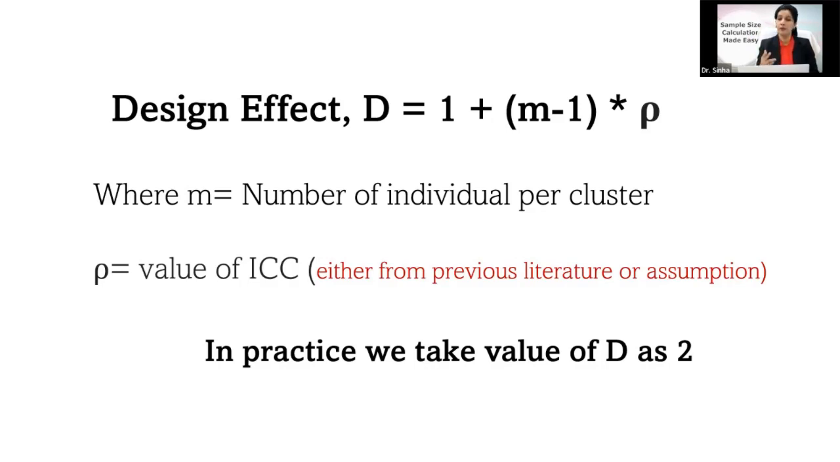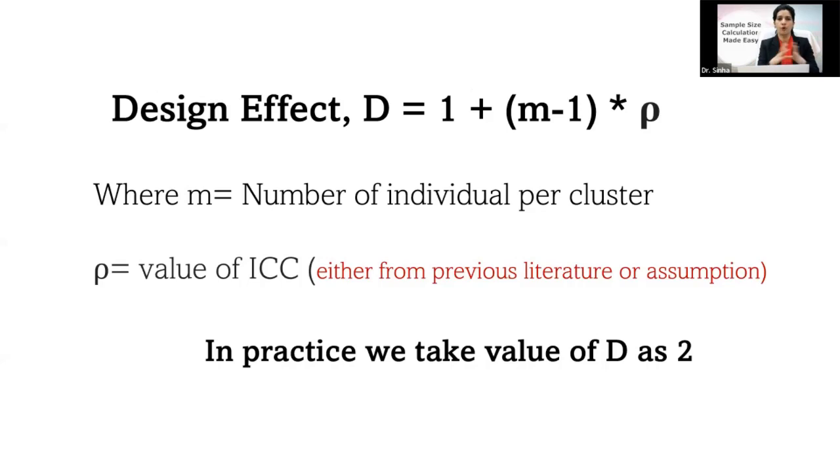M is the number of individuals per cluster, like we say the cluster size. Like if you select a cluster, how many individuals, like if you select a school, how many students you are going to take from that school, 10, 20, 30, 40. So this number of individuals per cluster is M, and this rho is the value of ICC. So you can take it from the previous literature or you can assume.